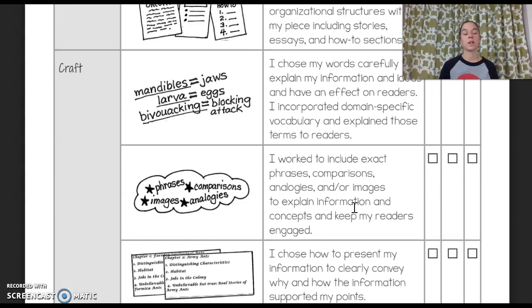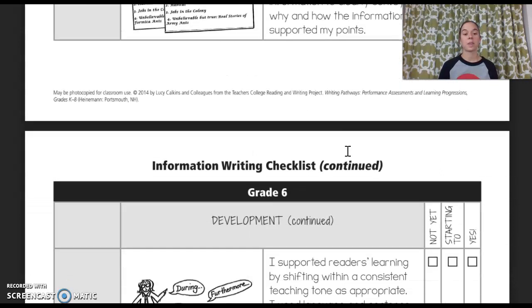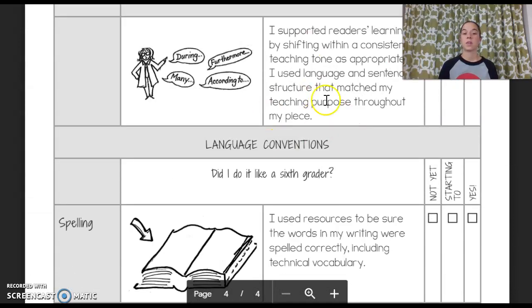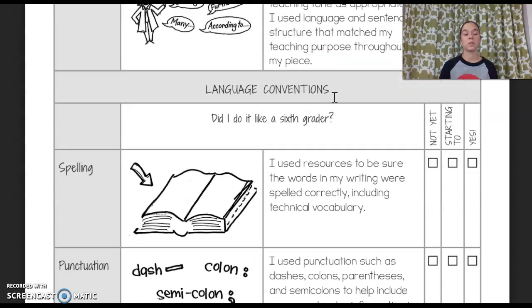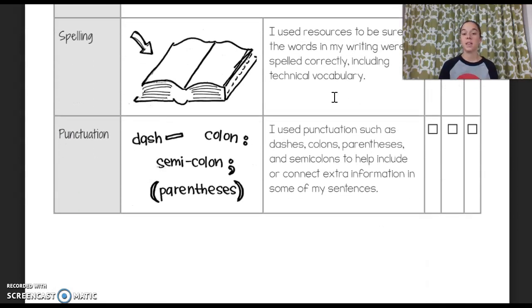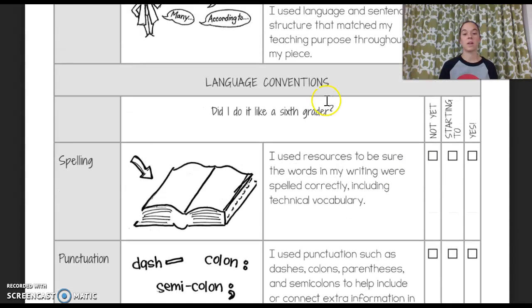Your next thing that we're going to be looking at is called craft. So when you think about craft, we're looking at ways that you present your information. So did you do it in a way that has some variety? Did you do it in a way that, again, makes sense? Are you using maybe different types of language in there, right, to help the reader understand what's going on? Same with craft here. So again, are you using the correct vocabulary that has to do with your topic? And then finally, at the end, like we've done before, we have spelling and punctuation. So we're going to make sure that all of those things are accounted for.